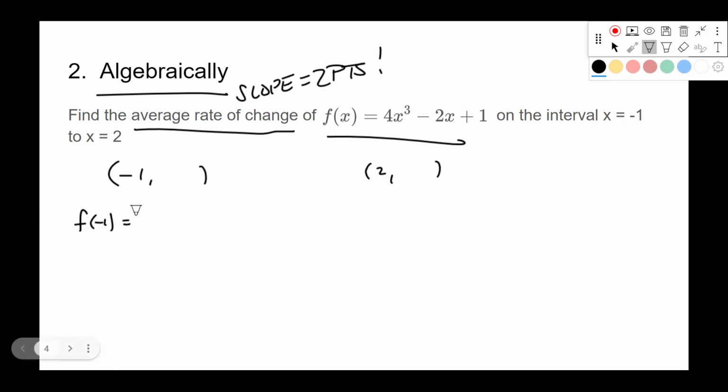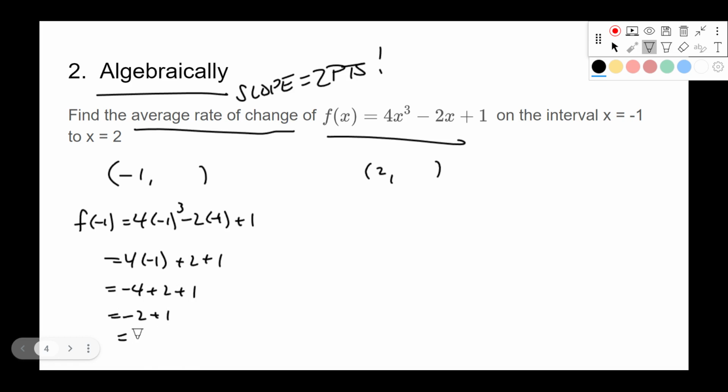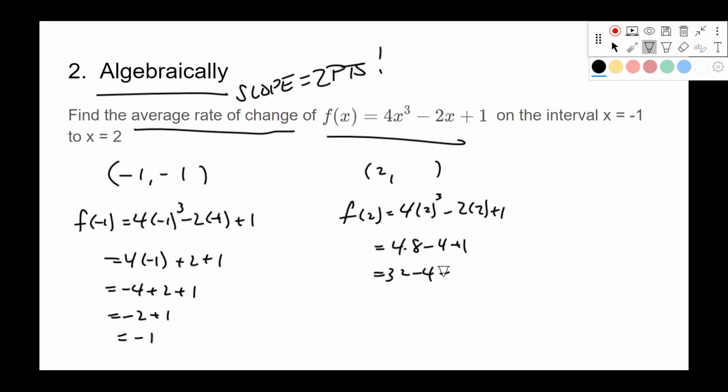So f of negative 1 would be 4 times negative 1 cubed minus 2 times negative 1 plus 1. So that's 4 times negative 1 plus 2 plus 1. Negative 4 plus 2 plus 1. Negative 2 plus 1. Negative 1. There's my y value. If I take 2 and substitute it in, I'd have 4 times 2 cubed, minus 2 times 2 plus 1, 4 times 8 minus 4 plus 1, 32 minus 4 is 28, and 1, 29. So 2, 29 is my other point.